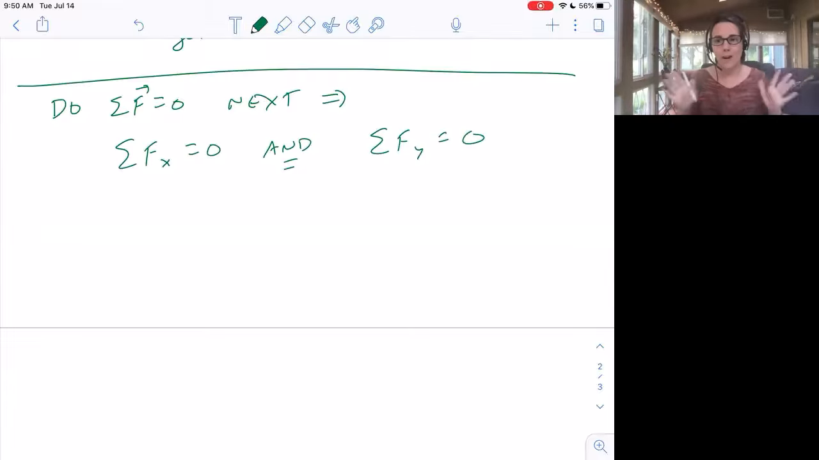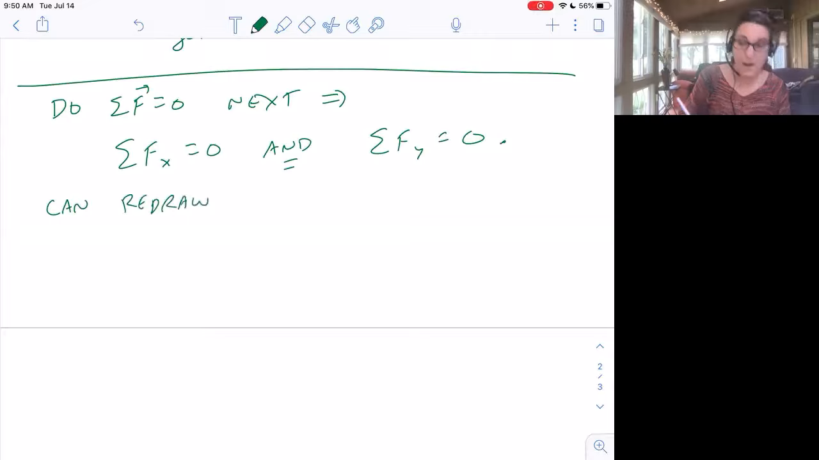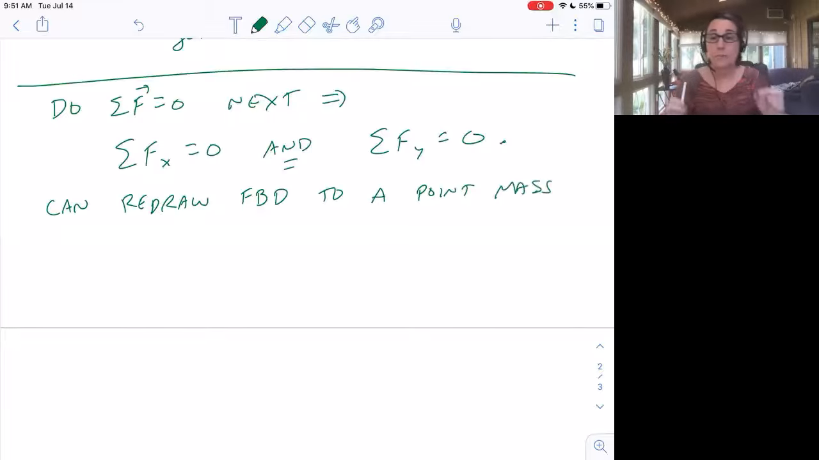Now, very often what I like to do is redraw your extended free body diagram as a regular free body diagram. Redraw the free body diagram to a point mass, right? Because it's just the center of mass that the forces act on. So for this example of this rod here, if I just imagine that's my object, that's the whole thing, what forces act on this?